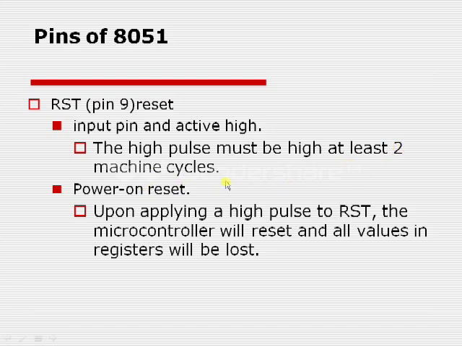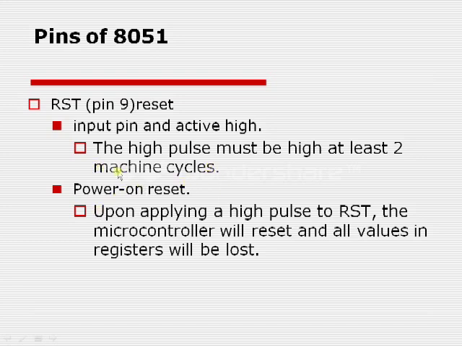So that is why we have to maintain a logic high pulse on this reset pin for a period of 2 machine cycles. Now what is the period of a single machine cycle? That we have to calculate. We have 12 clock cycles as a machine cycle, and the frequency of the clock is 11.0592 MHz. So we get something like 1.085 microseconds for a machine cycle.